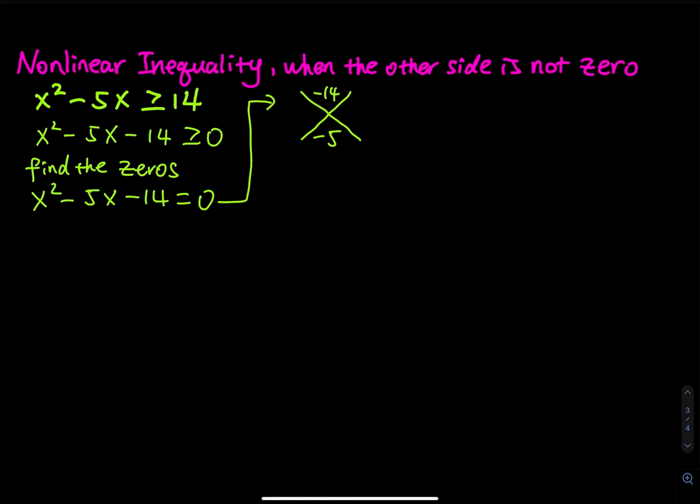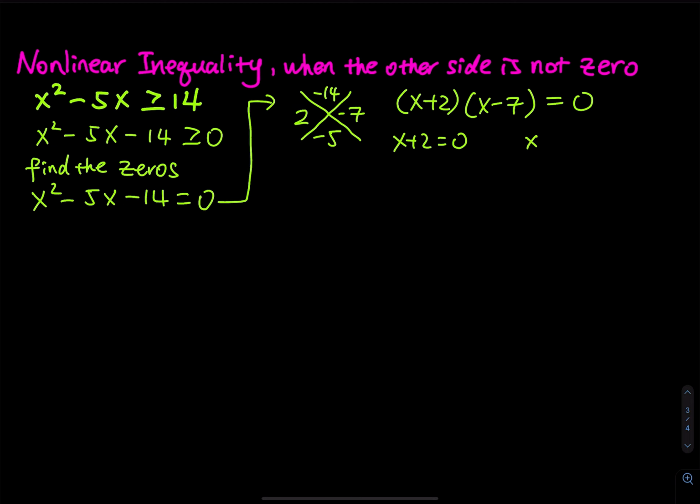So give me two numbers whose product is negative 14 and whose sum is negative 5. They are 2 and negative 7: product negative 14, sum negative 5. Then you factor that, so you have x plus 2 times x minus 7 equals 0. Applying the zero product property, x plus 2 equals 0 and x minus 7 equals 0. So we have x equals negative 2 and x equals 7. So you have 2 zeros.